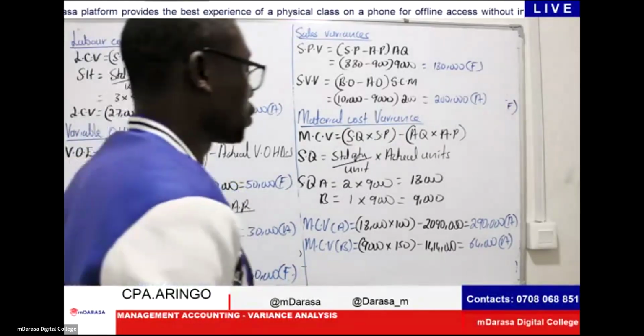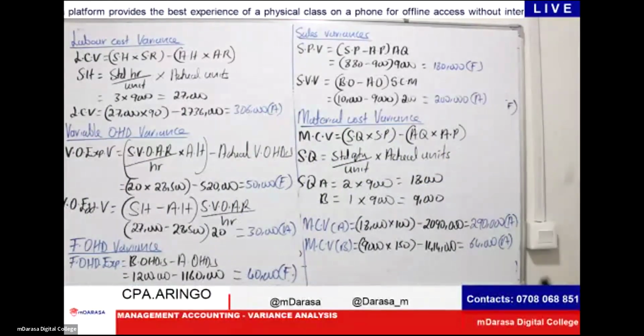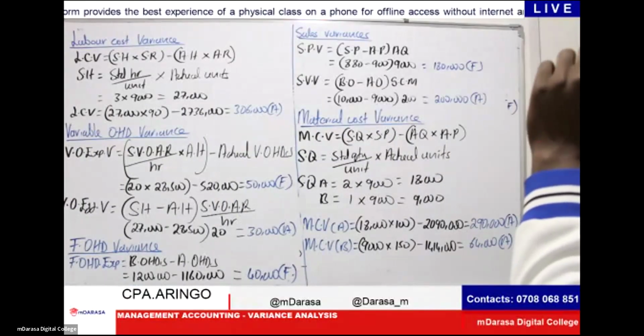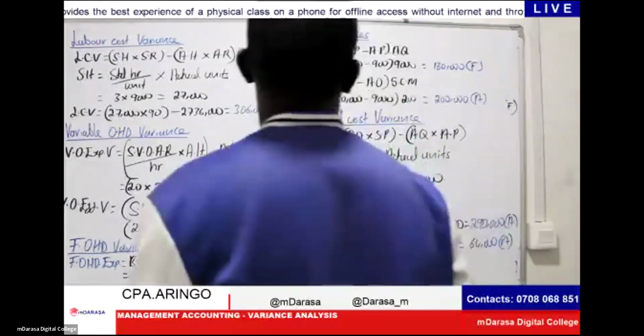So my good students, the next question will be: after we are done with all these variances, how then will we do our reconciliation? Reconciliation will be very simple. Mark for me all these values, we are going to use them.